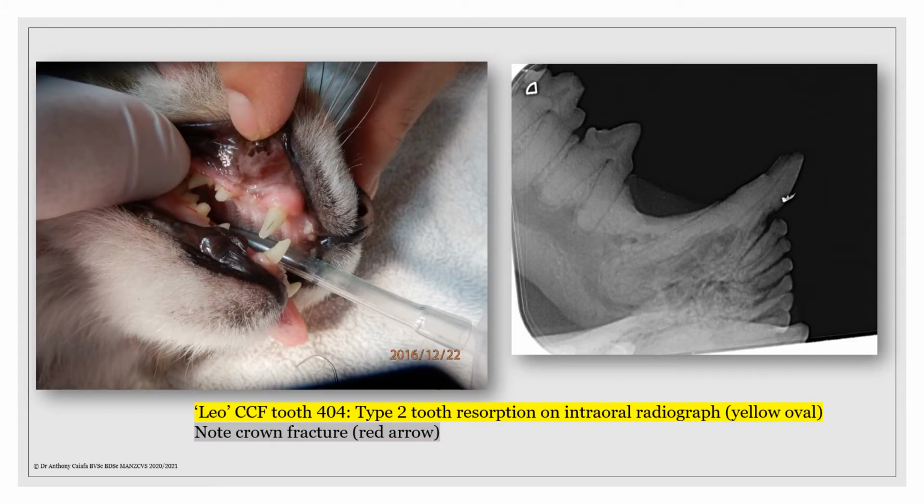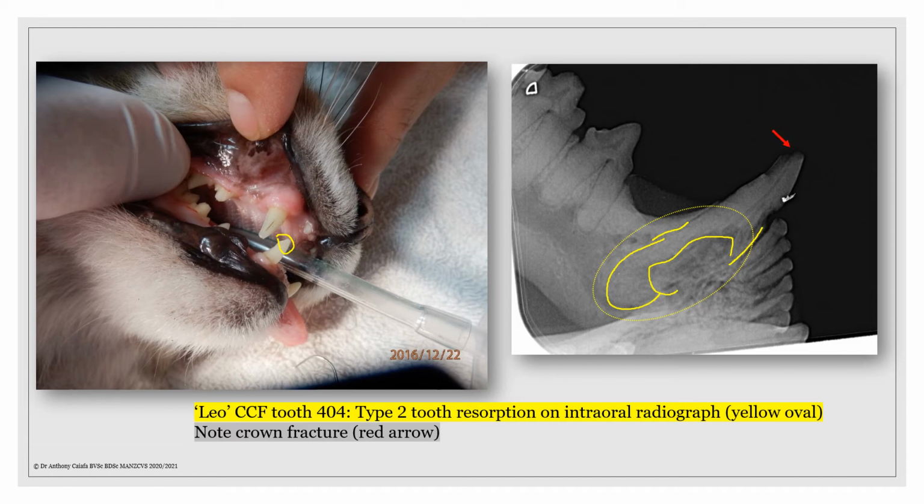Yet another example of a type 2 tooth resorption. If you look at the photographic image on the left hand side, we have a fractured crown here on tooth 404. The radiographic image shows us that we actually have a tooth resorption occurring in this tooth as well. So you can follow the periodontal ligament to about this level. We're losing it big time in this area, and we're losing it in this area as well. So in this situation, again, a crown amputation and intentional root retention is the way to go.